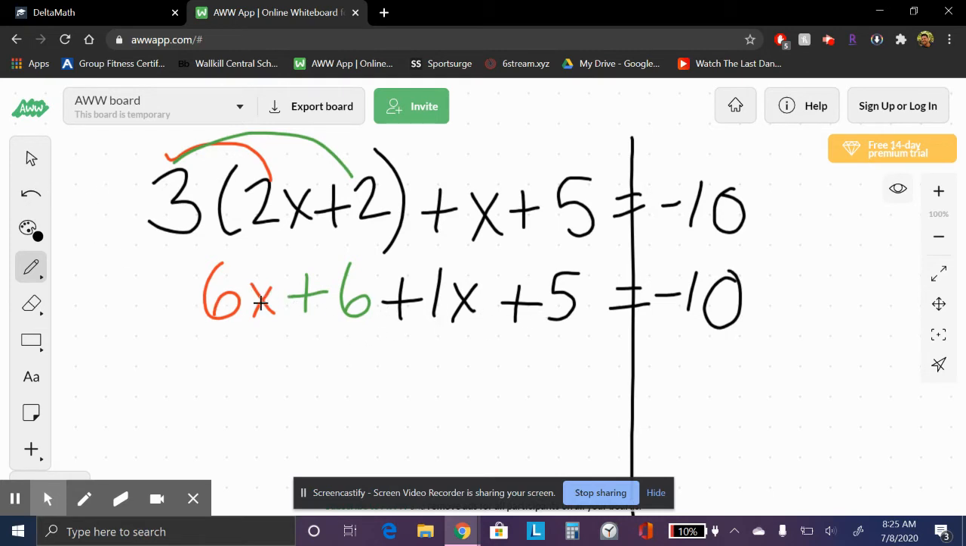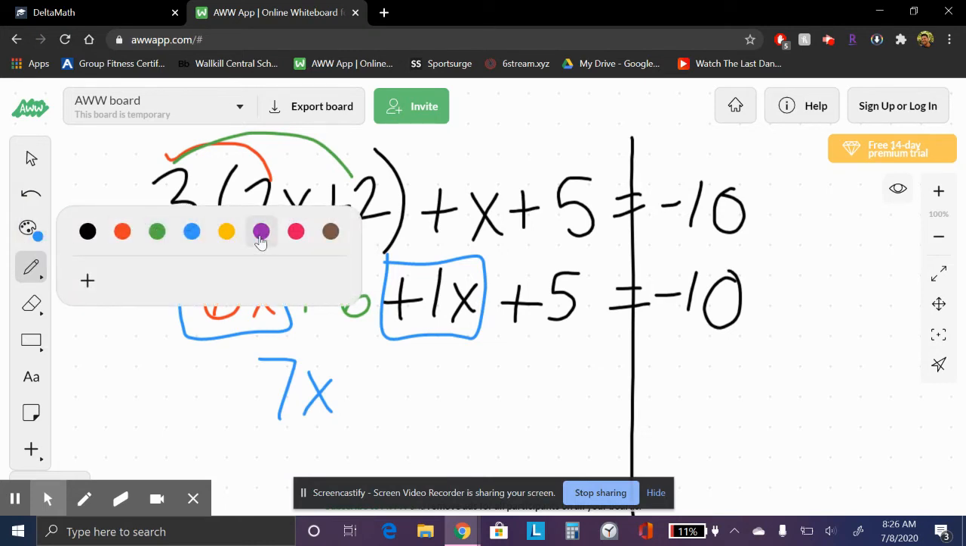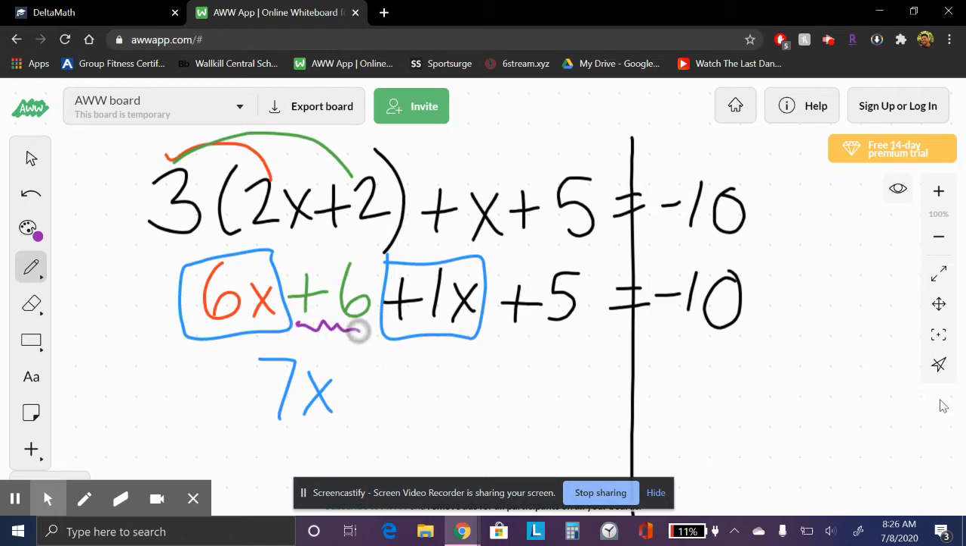Now, once I got everything here, I have to then simplify it by what's called combining like terms. So what like terms are is any term that has the same variable, for example, 6x and 1x, or if it's a constant, all right? So 6x and 1x are like terms. So I'm going to combine those and get 7x. The other like terms are 6 and 5, which is 11.